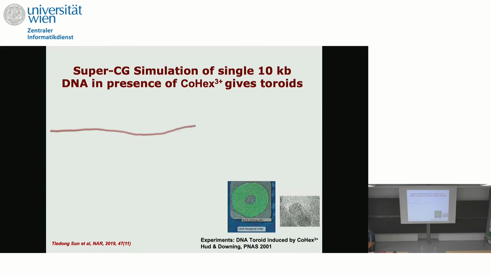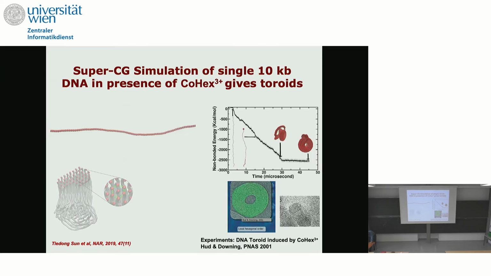As seen in this slide, here's the DNA, and our aim was to test this super coarse-grained model of DNA, which is based on atomistic simulation. I have to emphasize that the effective potentials between the beads in the super coarse-grained model of DNA, which is very simple, just beads connected on a string, implicitly contain the effects of water and ions through the coarse-graining. Of course, it has been known for many years that long DNA in the presence of multivalent cations like cobalt hexamine will form a toroidal structure.